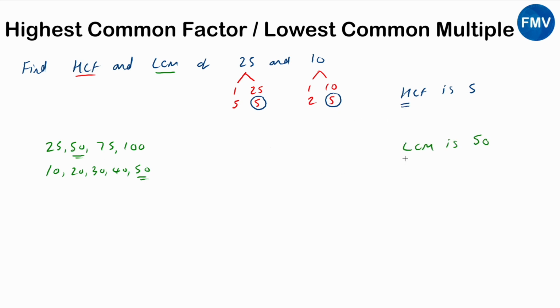Many people get confused between the word highest and lowest and seem to think that that needs to be smaller than this. It's a little bit counterintuitive. The highest common factor has to be a number that is at least the same size or smaller than the smallest number given here. The lowest common multiple needs to be at least the same size as the biggest number here. So the multiples tend to be higher than the factors.